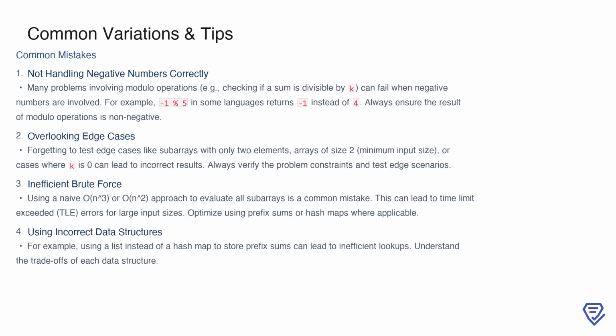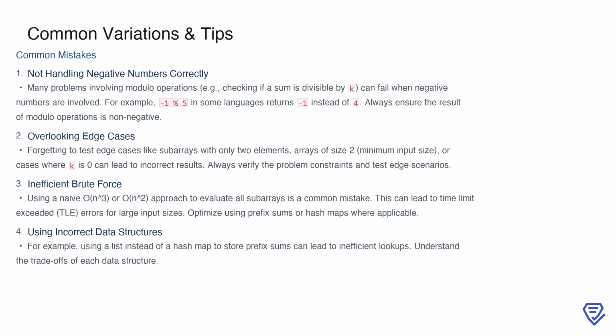When solving this problem, there are a few common mistakes that can trip you up. First, handling negative numbers incorrectly during modulo operations is a frequent issue. Some programming languages will return a negative result for expressions like -1 % 5, which might not align with your expectations. To address this, always ensure your modulo results are non-negative by adjusting the calculation if needed. Next, it's easy to overlook edge cases. For instance, subarrays with only 2 elements, arrays of the minimum allowed size, or scenarios where k equals 0 can all behave differently. Verifying the constraints and testing these edge cases is crucial.